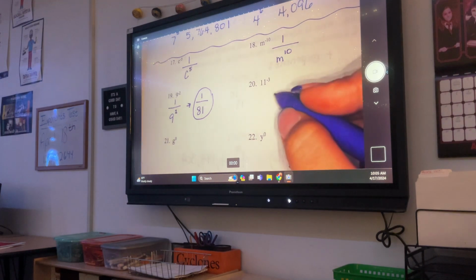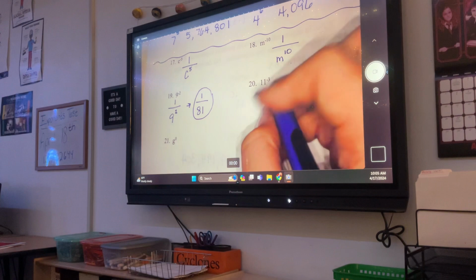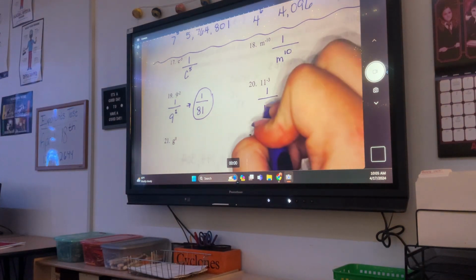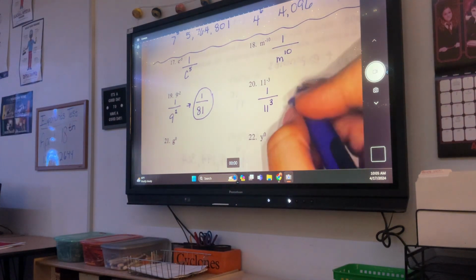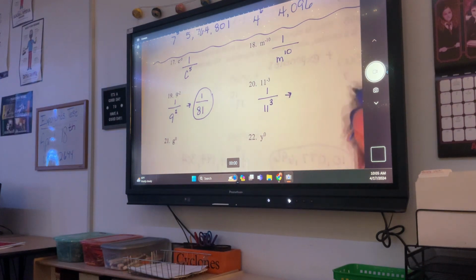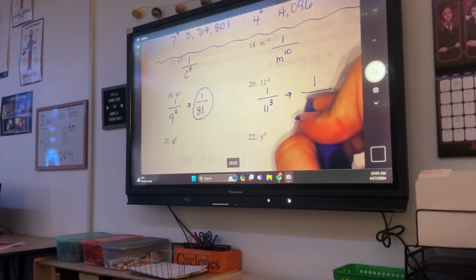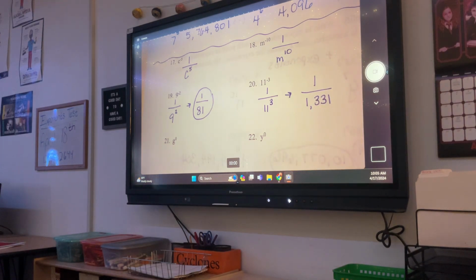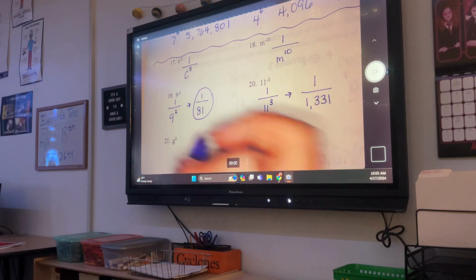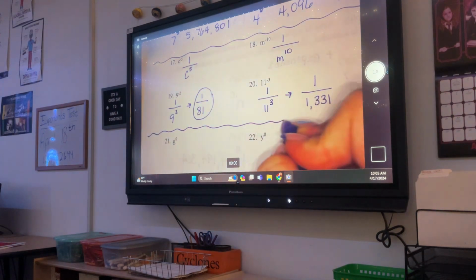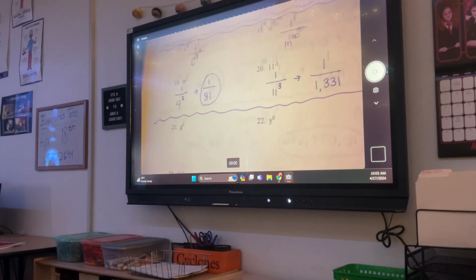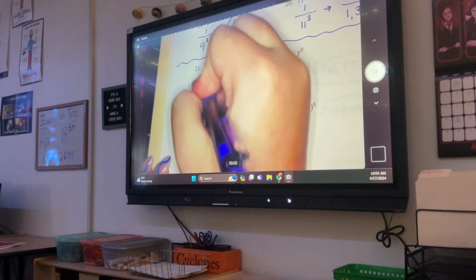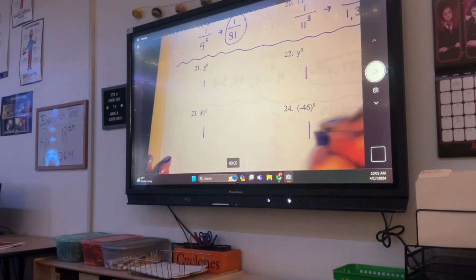Okay, and then 20. 1 over 11 cubed. And then what does that equal? 1 over 1,331. All right, and then the last set of these. Anything to the 0 power is what? 1. Anything is 1.